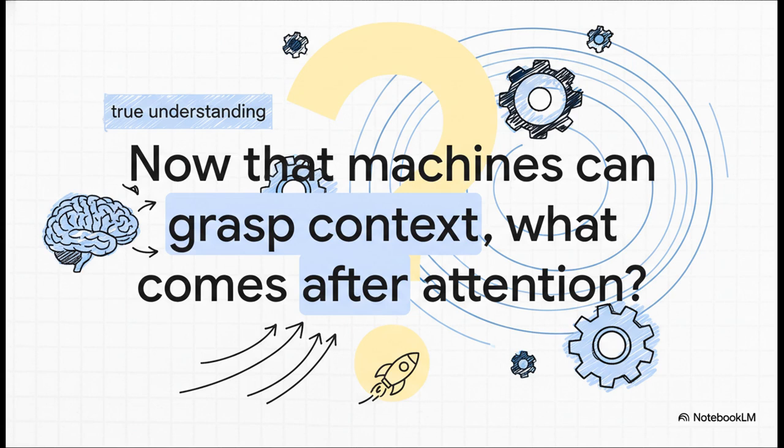For decades, context was the missing piece of the puzzle. Now that machines are starting to get a real handle on it, what's the next great barrier to true understanding? What comes after attention?